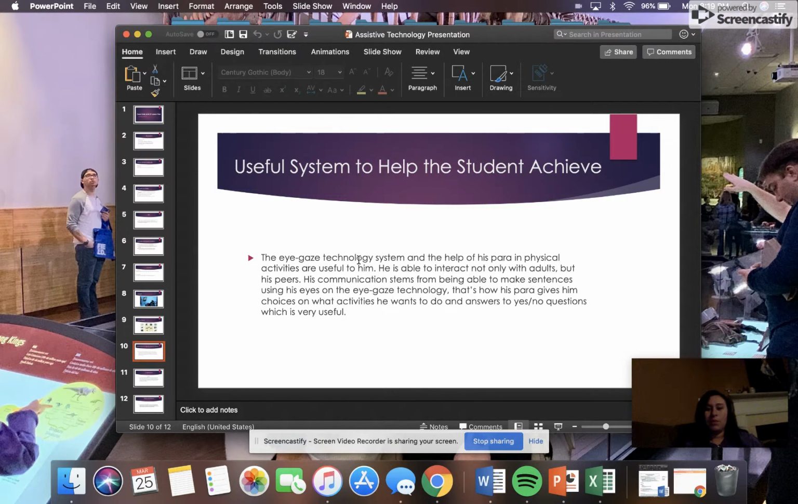Useful system to help the student achieve. The eye gaze technology system and the help of his para and physical activities are useful to him. He is able to interact not only with adults but with his peers. His communication stems from being able to make sentences using his eyes on the eye gaze technology. That's how his para gives him choices on what activities he wants to do and answers to yes or no questions, which are very useful.